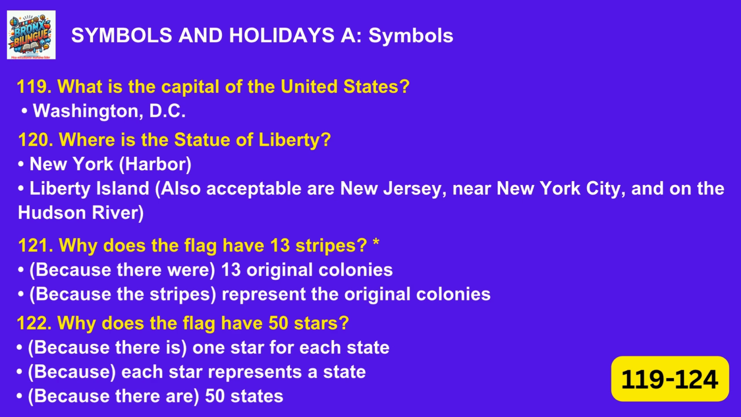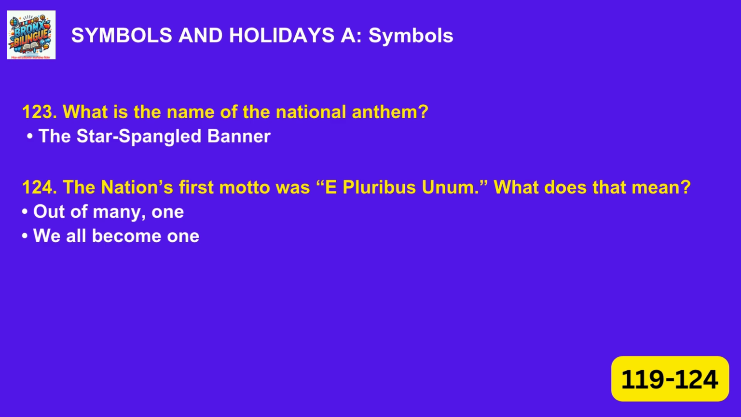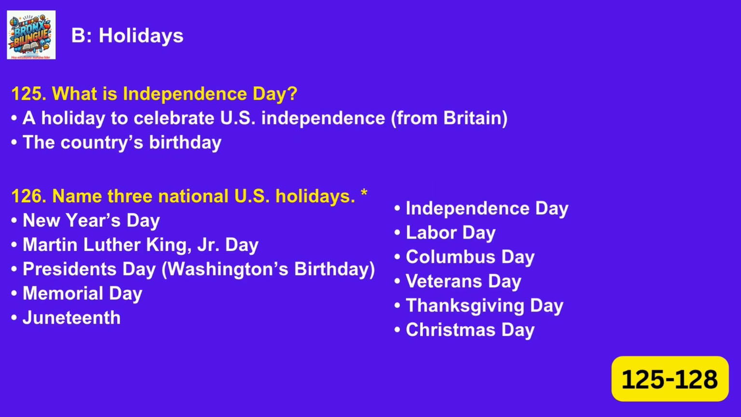50 states. 123. What is the name of the national anthem? The Star-Spangled Banner. 124. The nation's first motto was E pluribus unum. What does that mean? Out of many, one. We all become one. B. Holidays. 125. What is Independence Day? A holiday to celebrate U.S. independence. The country's birthday.